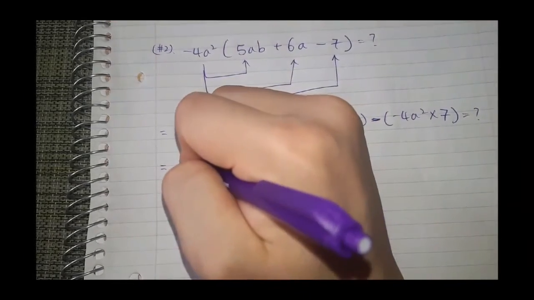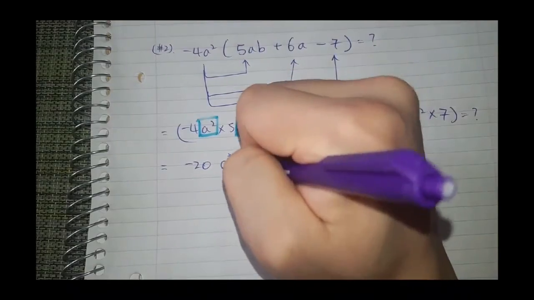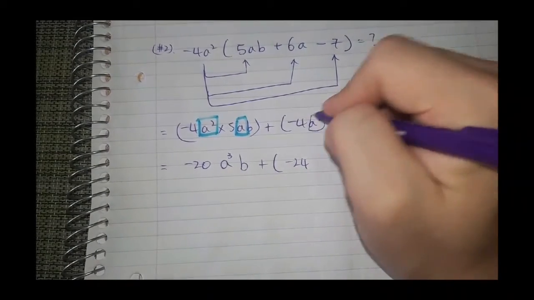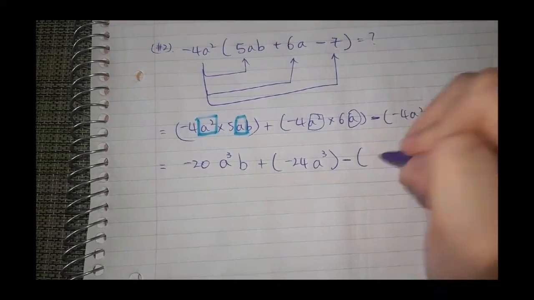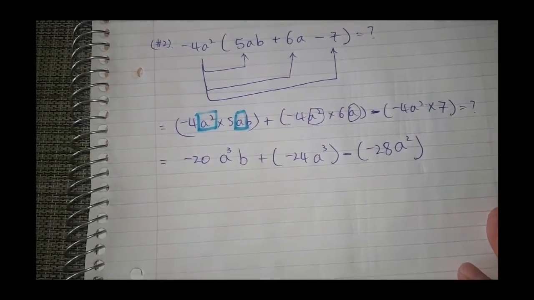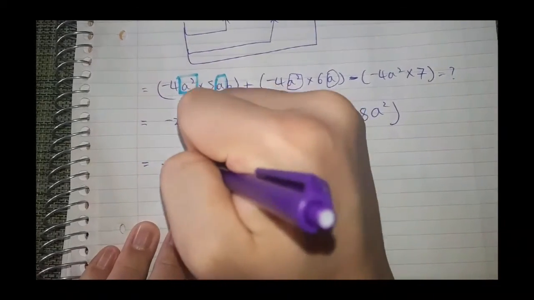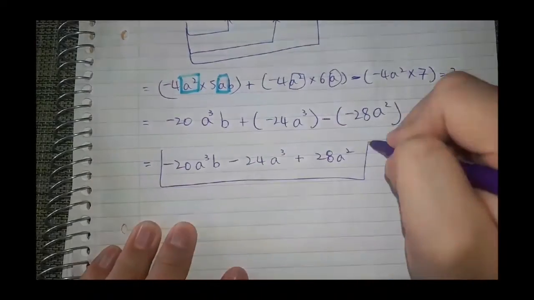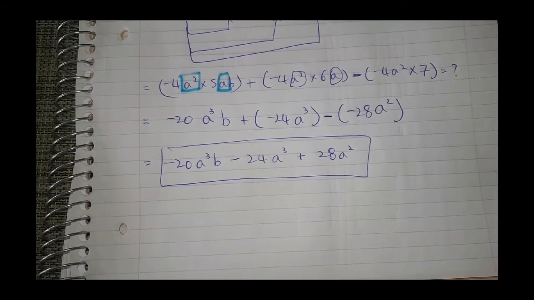So 5 times negative 4 is negative 20. A to the power of 2 multiplied by a is fancy way of saying 2 plus 1. That's a to the power of 3 now. And b, adding with 6 times negative 4, that's negative 24. A to the power of 2 and a, I can use product rule for that one also. So a to the power of 3 minus 7 times negative 4 is negative 28. A to the power of 2 is the only one. That's what I do. And my last step is basically simplification of the sign. Negative 20a cubed b minus 24a cubed plus 28a squared is my final answer. As you may notice, I'm going descending order, so highest to lowest degree. That is today's lesson.